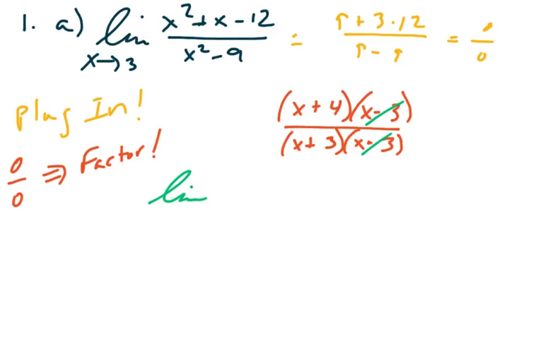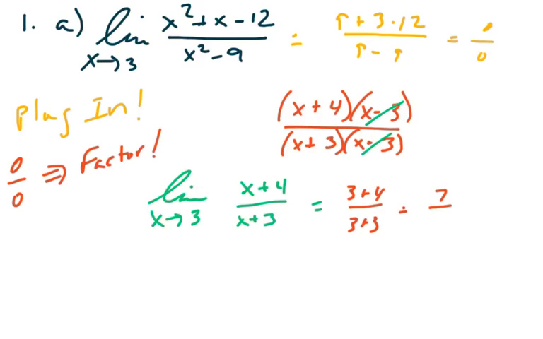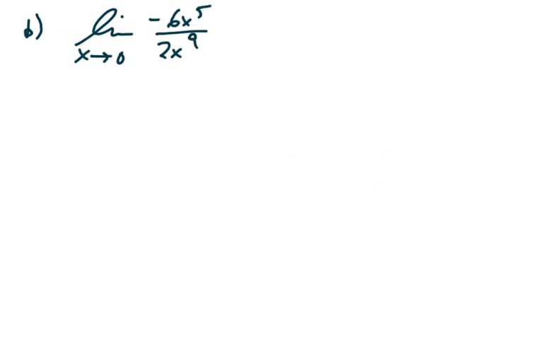So now I'm going to reevaluate my limit as x approaches 3 with our simplified function of x plus 4 over x plus 3. And when I replug in the 3 for my x value, I'm going to end up with 7 over 6 as my final answer. So that's the y value that this function is approaching as our x value gets closer and closer to 3. Moving on.